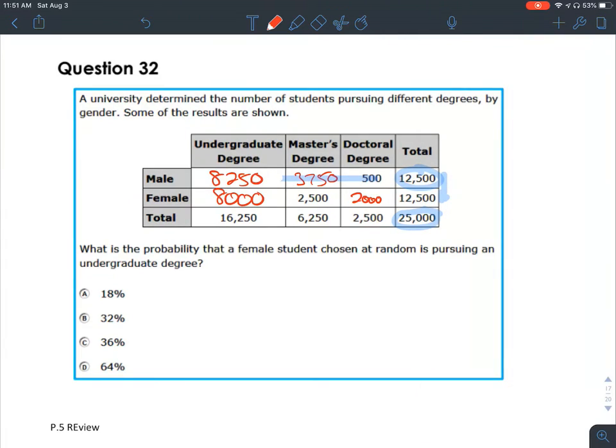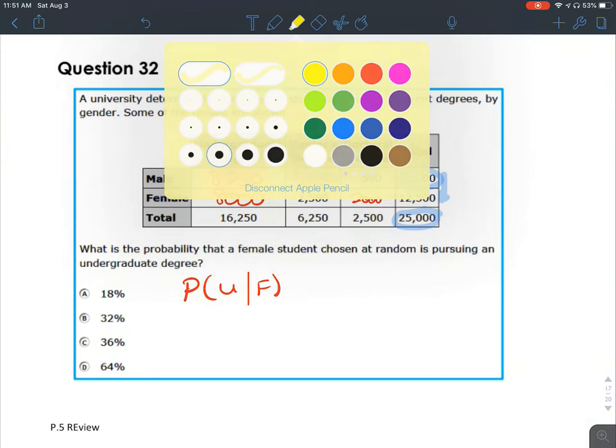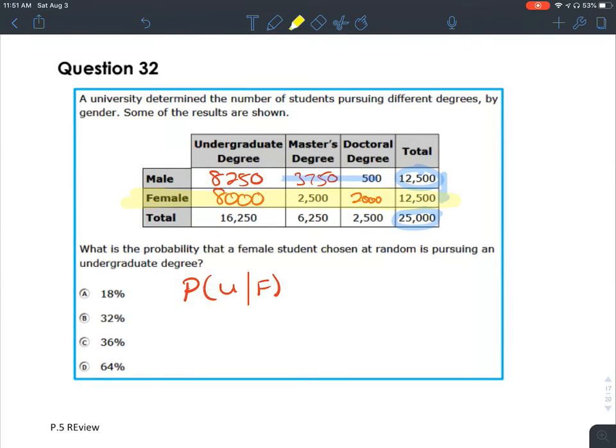Now that I have that written out, let's look at the question. What is the probability that a female student chosen at random is pursuing an undergraduate degree? One way you could write this is the probability of getting an undergraduate degree given that they're a female. So we are only looking at this row right here. The bottom number is the total number of females, 12,500. The top number is the number that are getting an undergraduate degree, 8,000.